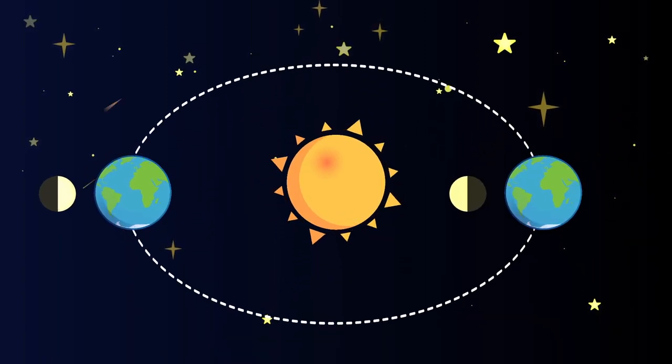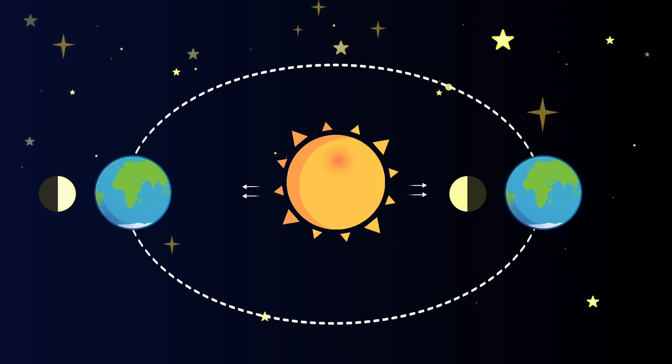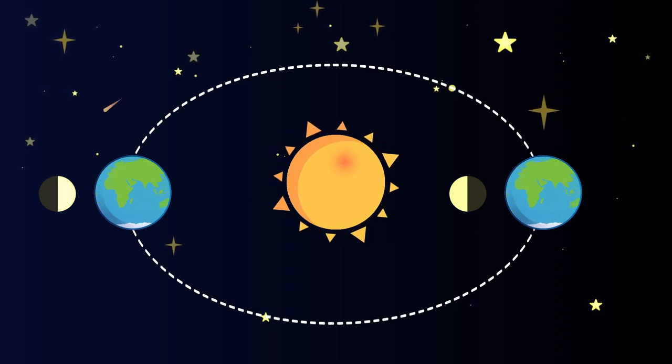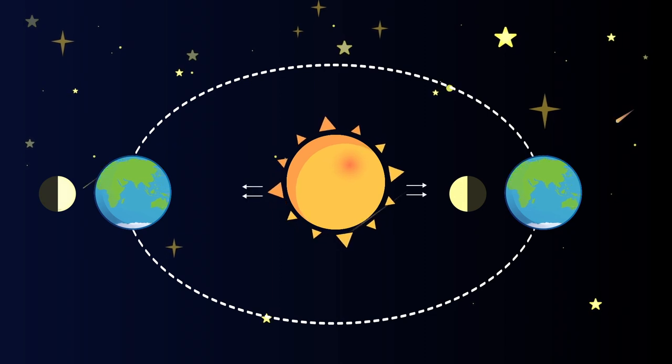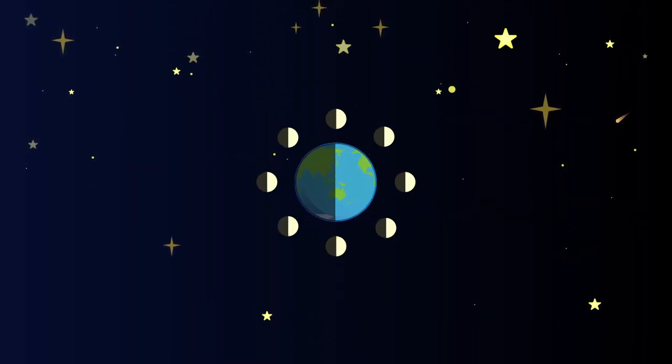The moon does not create its own light. Rather, it reflects light from the sun. This is why the apparent brightness and shape of the moon changes relative to the position of the sun, moon, and Earth. Let's look at the various positions of the moon as it travels around the Earth.